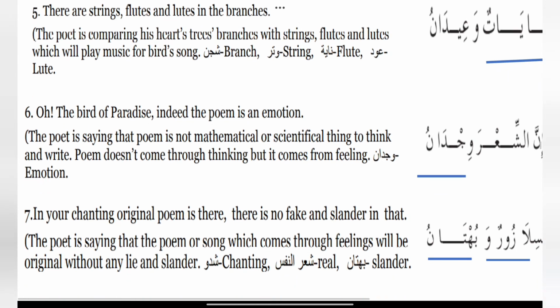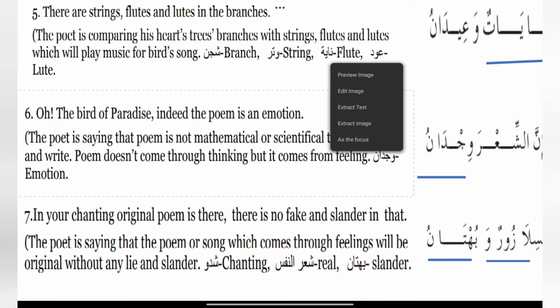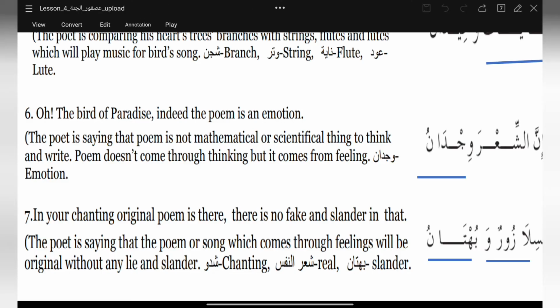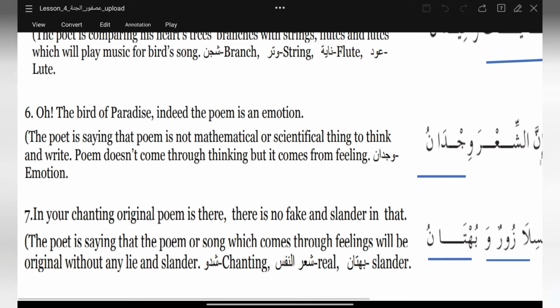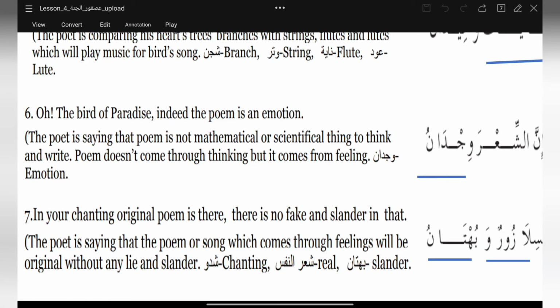So its explanation goes like this. The fifth line: the poet is comparing his heart's trees, branches with strings, flutes and lutes, which will play music for bird songs. So the branches are compared with the string, flute, and lute. All are musical instruments.